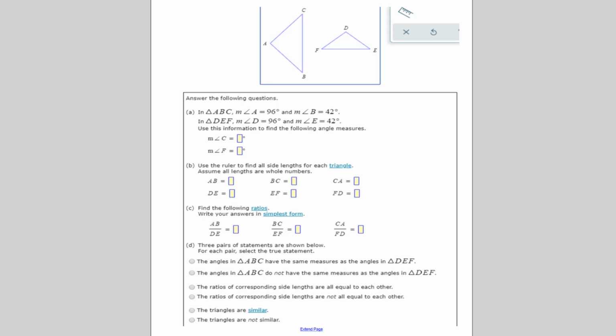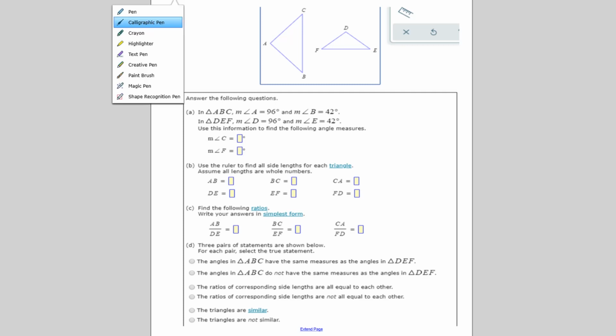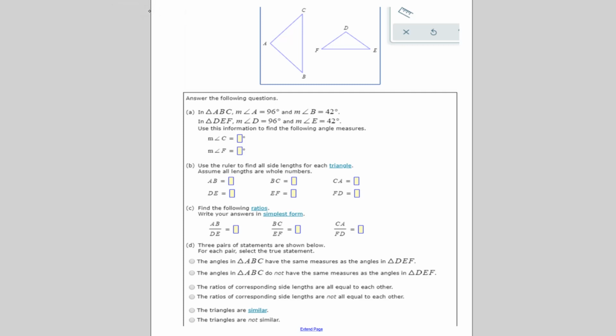In this video, we're going to look at determining if two triangles are similar by looking at their angles and their side lengths. The first part of this question is looking at their angles. They're always going to give you two of the three angles, and you have to find the third one. So to do that, all we're going to do is subtract those two angles from 180. So I do 180 minus 96 minus 42, and I would get 138.